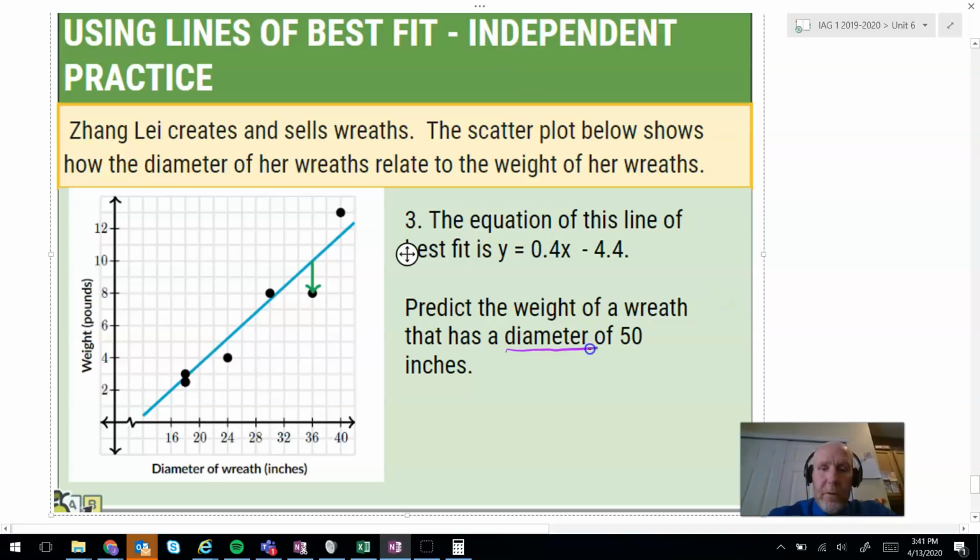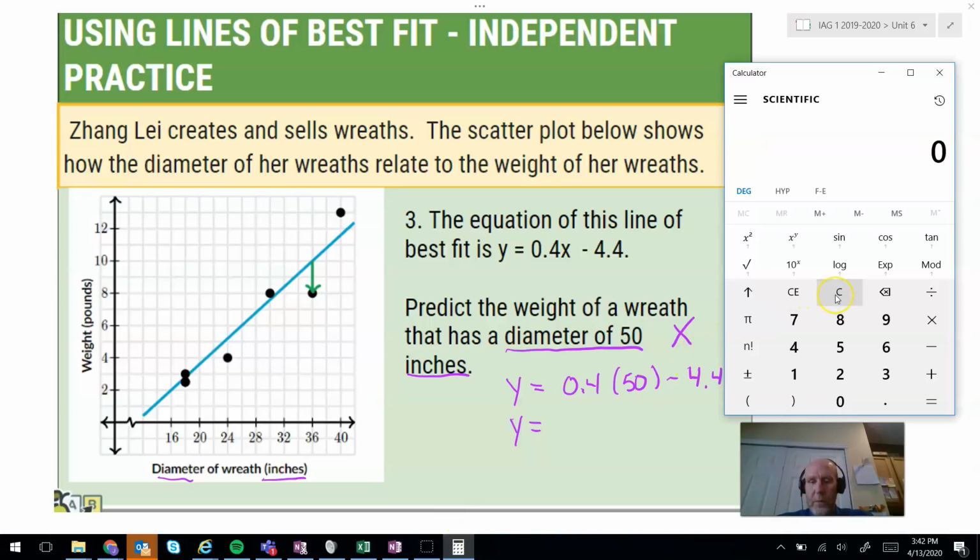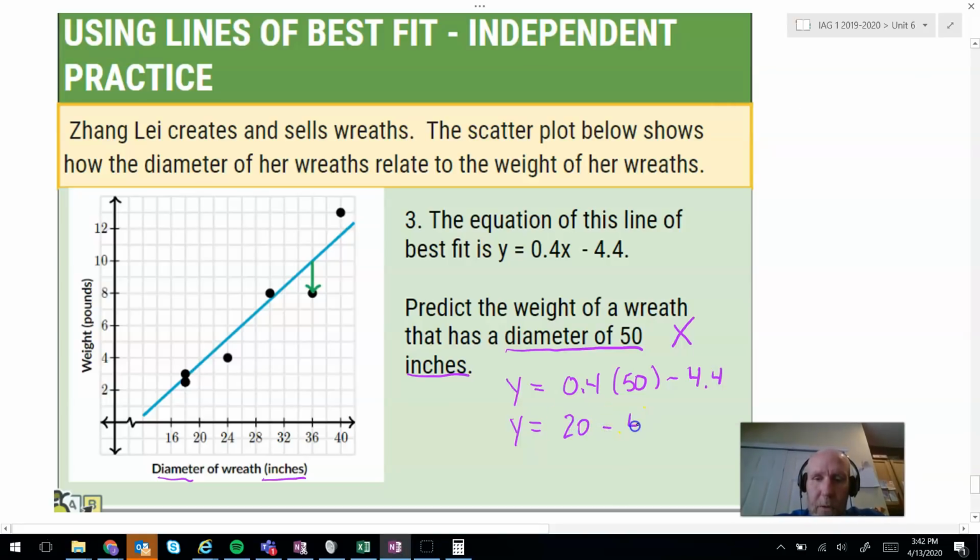Okay, a diameter of 50 inches. What variable is that? Diameter is along the x-axis, so they've given us an x. So we just need to plug it in here. y equals 0.4 times 50 minus 4.4. So y equals, we'll go ahead and do 0.4 times 50 on our calculator, which is 20. And so we have 20 minus 4.4, which I know to be 15.6. So 15.6 pounds would be the predicted weight of a wreath that is 50 inches in diameter.